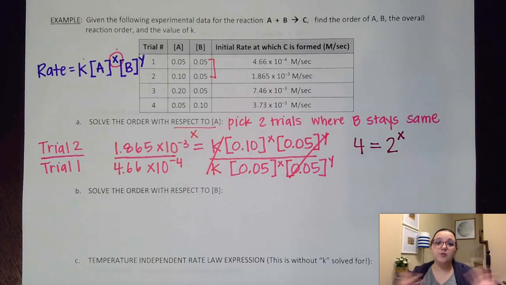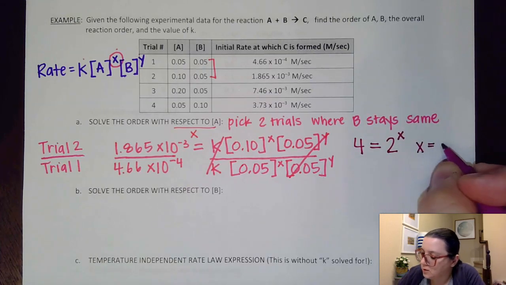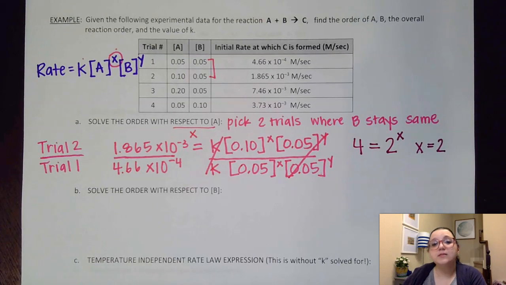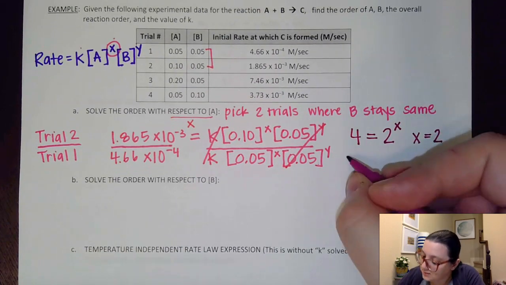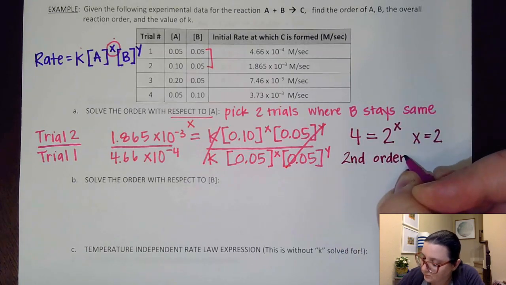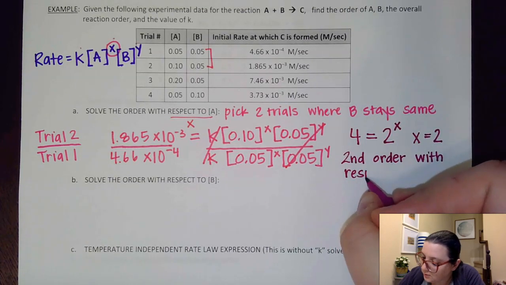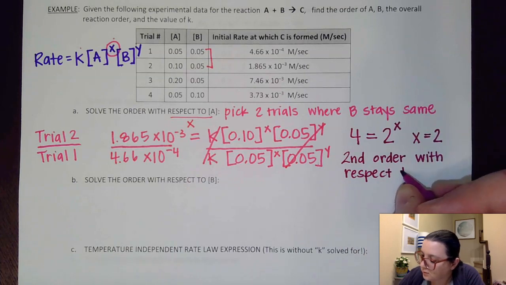Now, obviously here the numbers are pretty clean. Sometimes you do end up with decimals, and if you do, just start plugging in things until you get one to work. Plugging your number raised to the 0, raised to the first, raised to the second, until you get one that works. Here, obviously, x would be equal to 2. And so what that means is that we can write a statement that says that this is second order with respect to A.